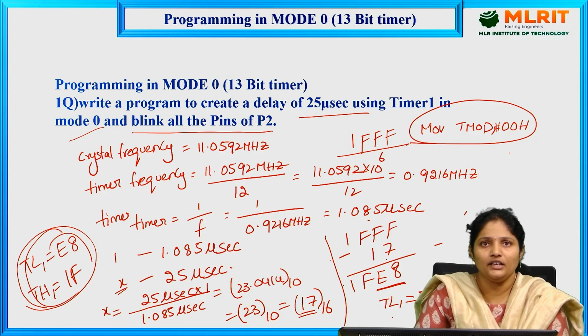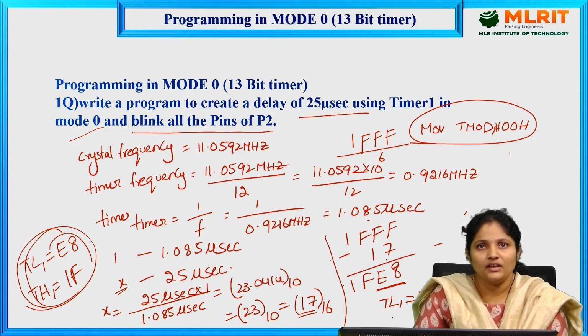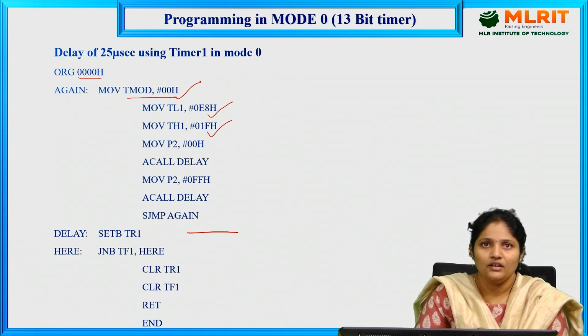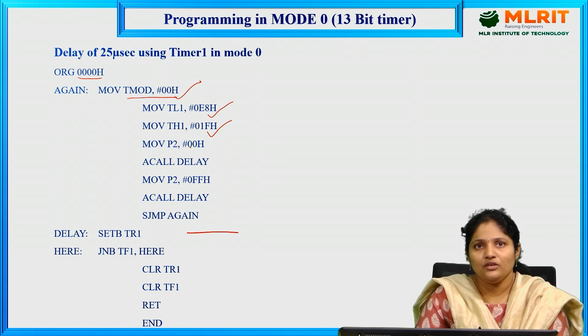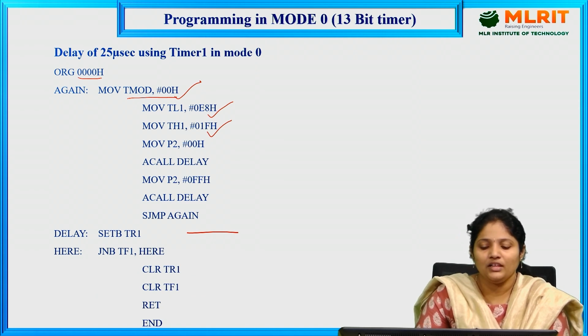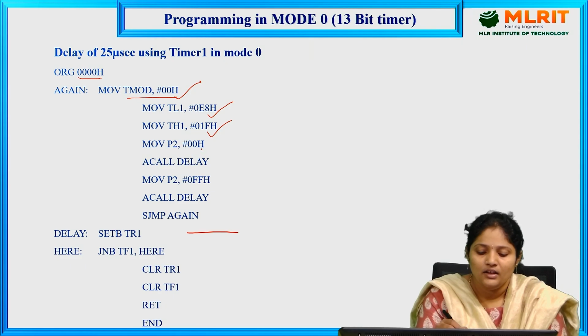So this is the continuous process. After 25 microseconds, this pin will need to blink, on and off will be done. That's why here, first of all, the port values are initially input values, the input port will be there, so all the values are FF. So that's why we are making the port values 00. So all of them are in 00 condition.